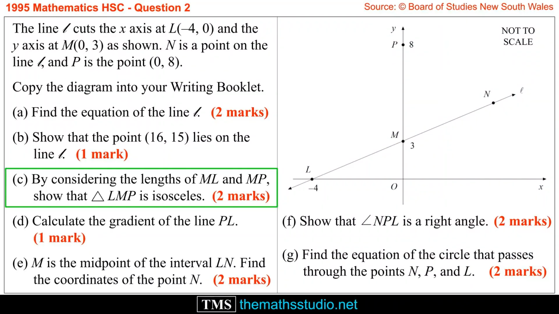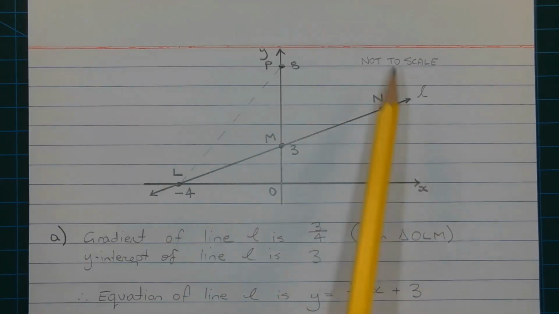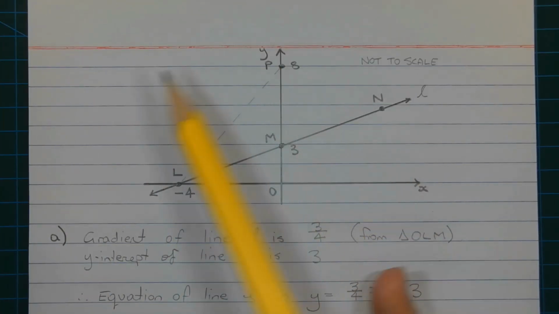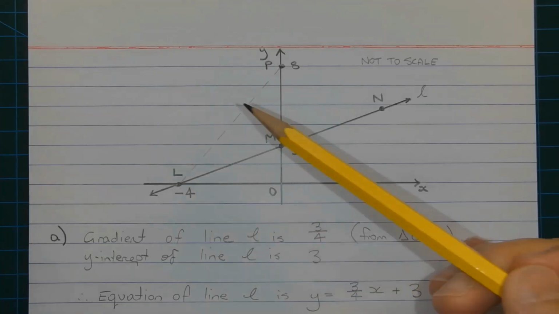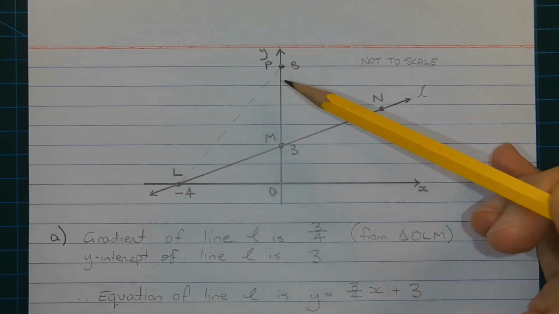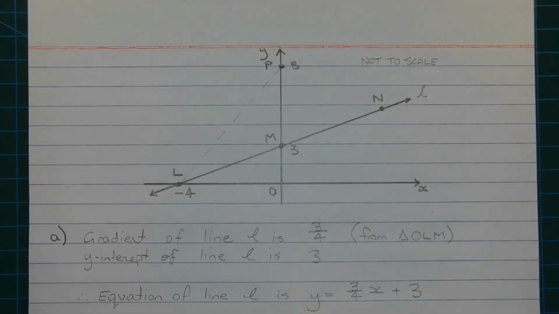Part C. By considering the lengths of ML and MP, show that triangle LMP is isosceles. Referring to the diagram, the points M and P lie on the y-axis. So the length of interval MP is the difference between 8 and 3, which is 5.